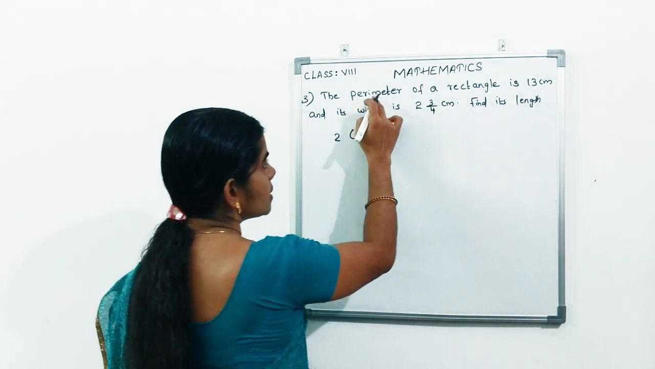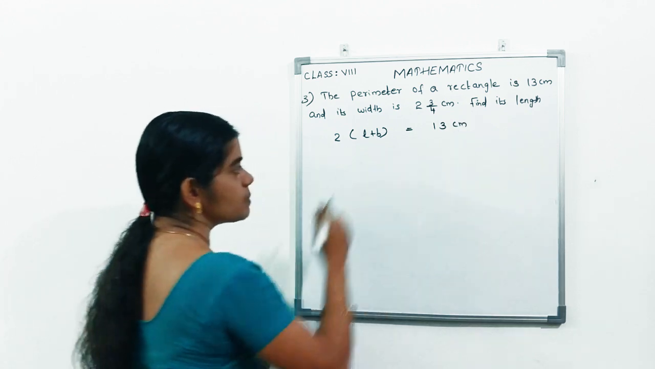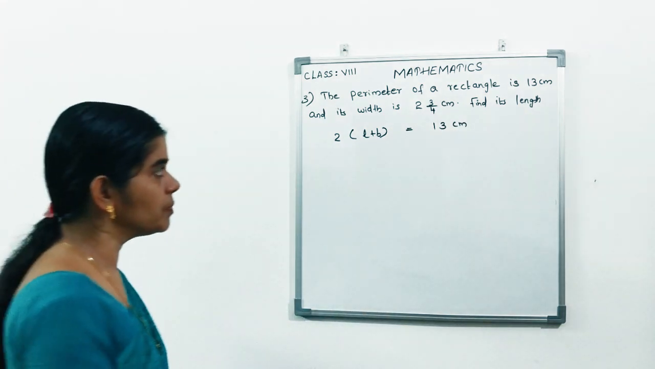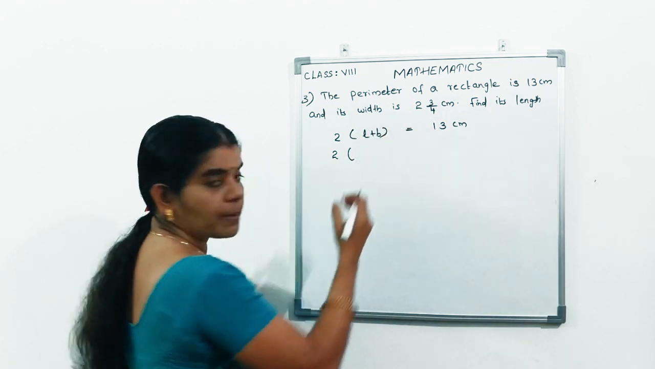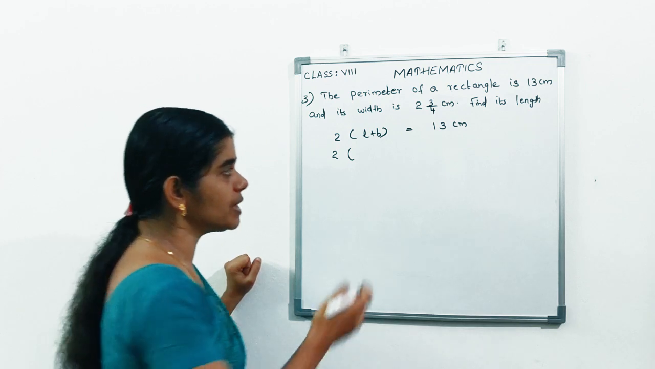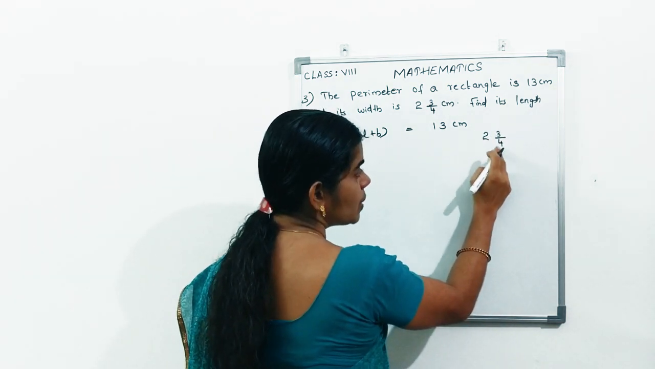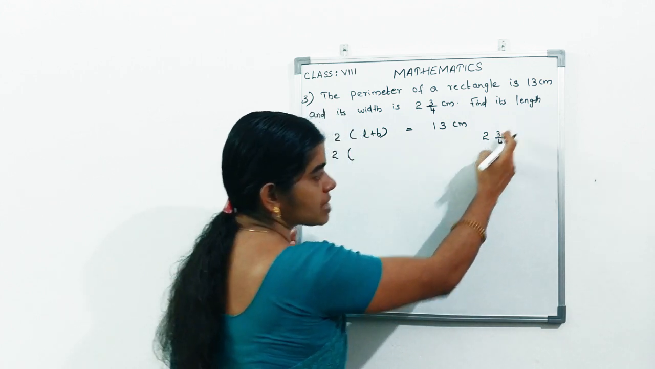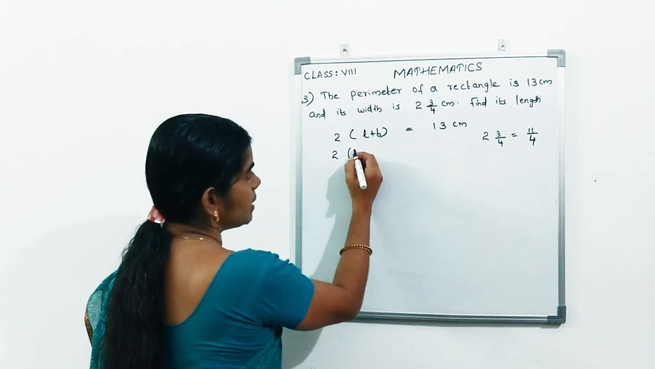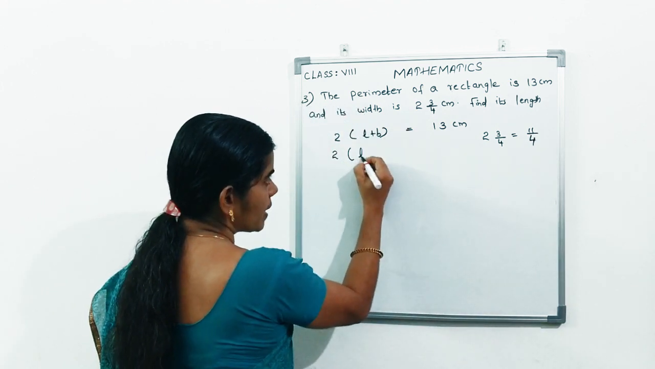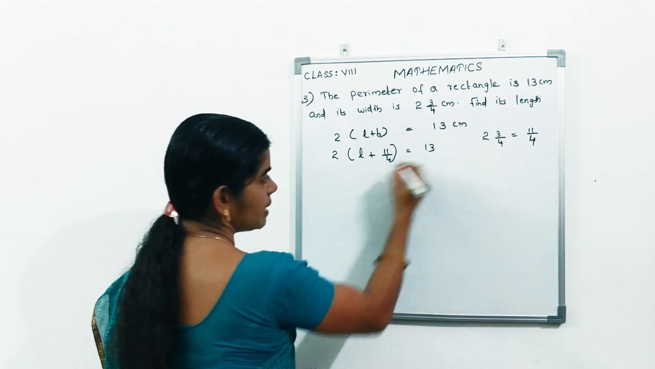Here, the perimeter of the rectangle is given as 13 centimeters. So 2 into (L plus B) is equal to 13 centimeters. The length is not given, but width and breadth are both the same. Width is given as 2 3/4. If you want, you can change it to an improper fraction also. 2 into 4 is 8, 8 plus 3 is 11, so 11 by 4. Then 2 into (L plus B), we can write B as 11 by 4, is equal to 13 centimeters.